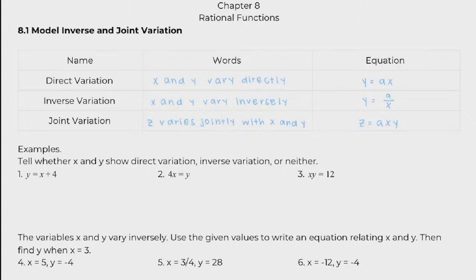For inverse variation, it would say x and y vary inversely, and that would be the equation y equals a over x. For joint variation, the problem would say z varies jointly with x and y, and that means z equals a times x times y.